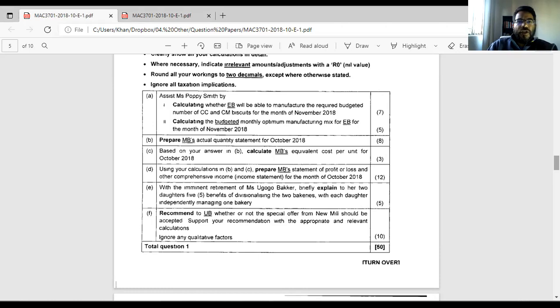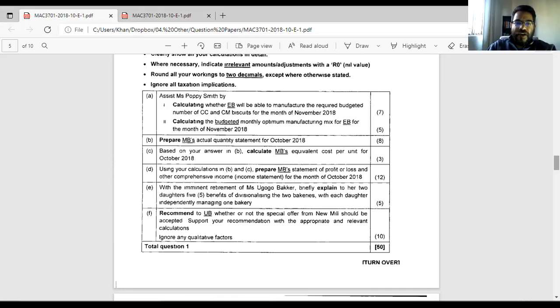Remember, when it comes to management accounting or cost accounting, when you read a question, try to identify 3 things: whether they want actual or budgeted information, what date, and then the period. Is it 1 month, 1 year, 1 quarter? In terms of the date, it's October 2018. The period is a month. So it's for the month of October 2018.